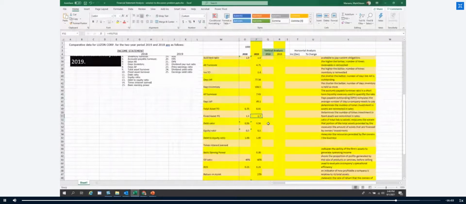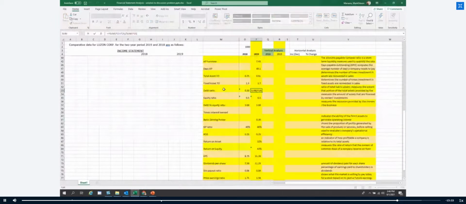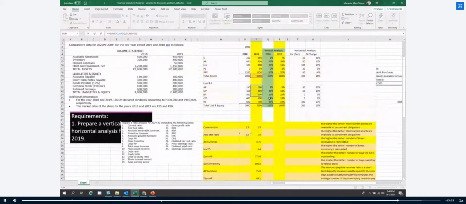Now let's take a look at your debt ratio. Class, we're now looking into your solvency ratios. Your debt ratio is actually your total debt divided by total assets. Take note that it's debt ratio, so it's your total debt, that's your current liabilities plus non-current liabilities, divided by your total assets. Basically, this is just the ratio of total liabilities to your total assets.